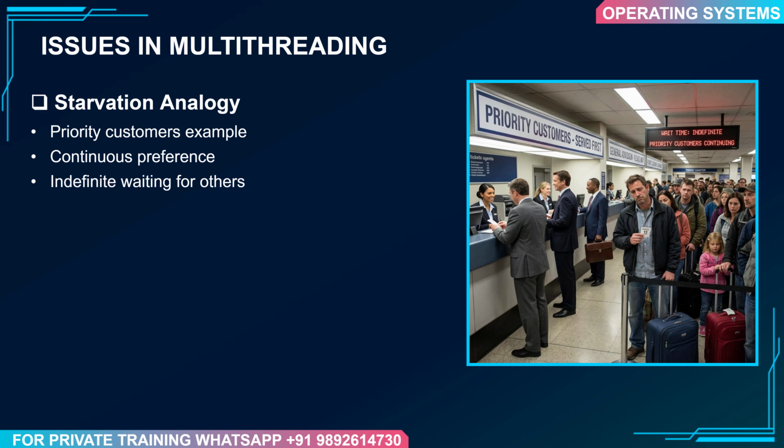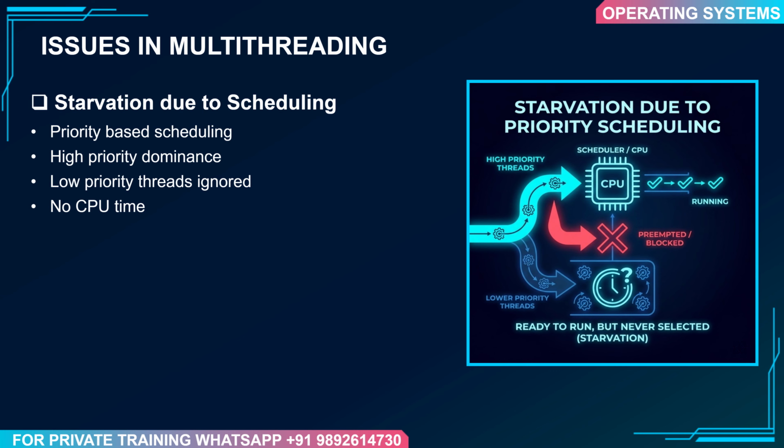Normal customers are told to wait. If priority customers keep arriving continuously, normal customers may wait forever. The counter is working, people are being served, but some individuals are being ignored indefinitely. That is starvation. In a multi-threaded system, starvation often occurs due to scheduling policies or poor synchronization design.